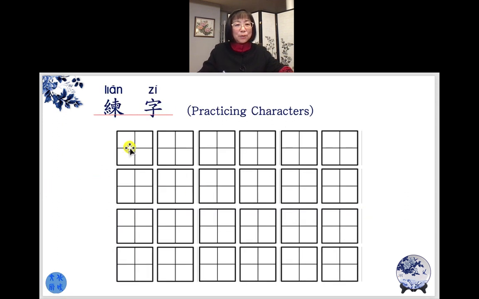All right, now let's do the practice of the writing. Let me get my pen ready. Okay. We start with 江。Actually, we can start with the 偏旁 of 水。So we do 偏旁 of 水。Now let's do 江。Jiang.